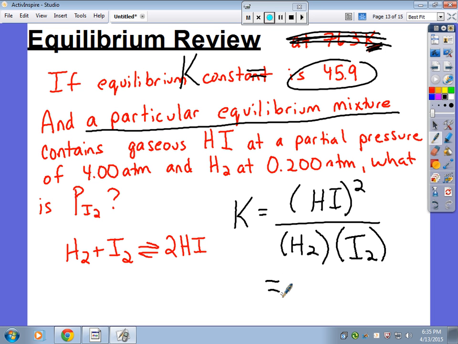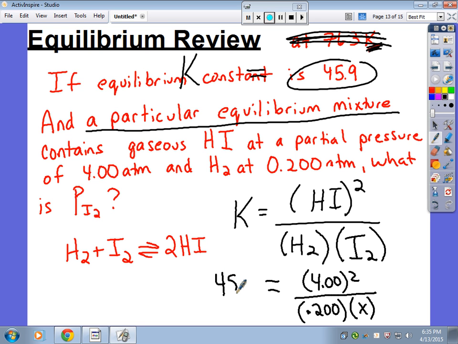All right, now what do you know? You know that HI has a partial pressure of 4. So you're going to go ahead and put your 4 atmospheres up top, and you're going to square it, because that's what your directions tell you to do. You know your value for H2. What's your value for H2? 0.2 atmospheres. You don't know I2, so that's your X, isn't it? And you know this is equal to 45.9.